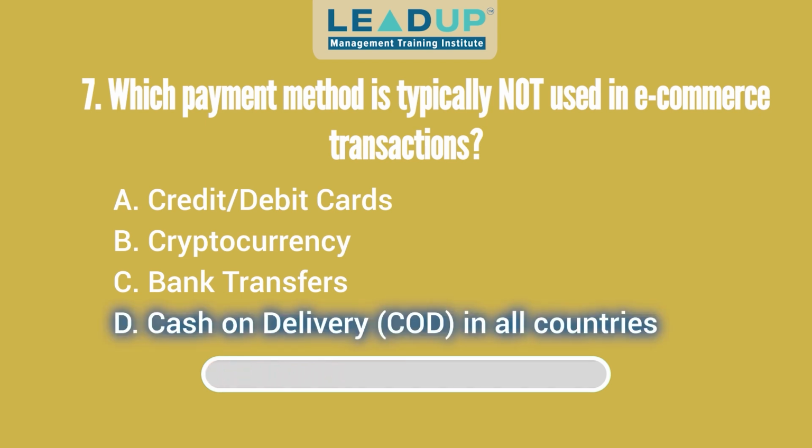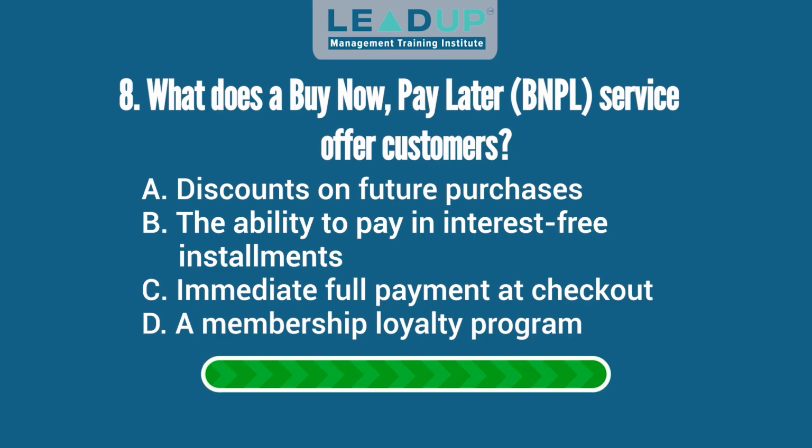Answer: cash on delivery, COD, in all countries. Question 8. What does a buy now, pay later, BNPL, service offer customers? A. Discounts on future purchases. B. The ability to pay in interest-free installments. C. Immediate full payment at checkout. And D. A membership loyalty program.